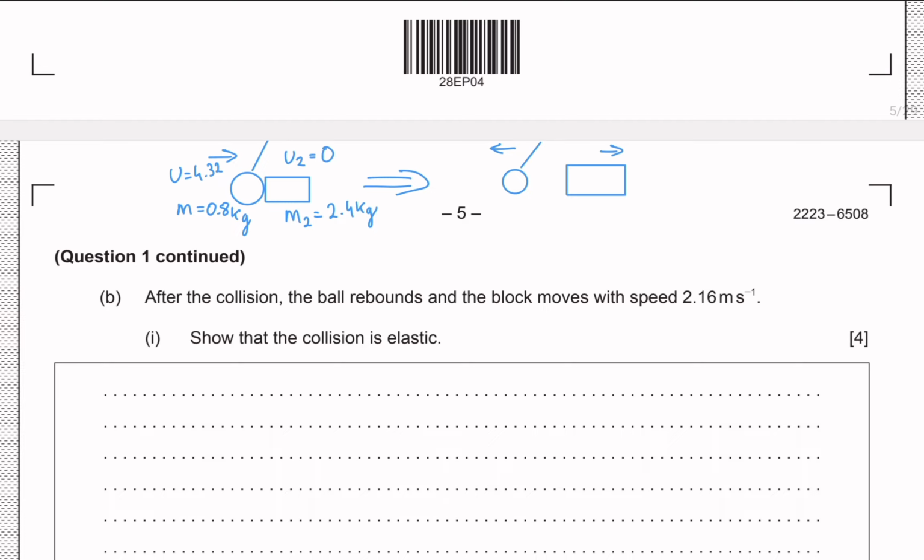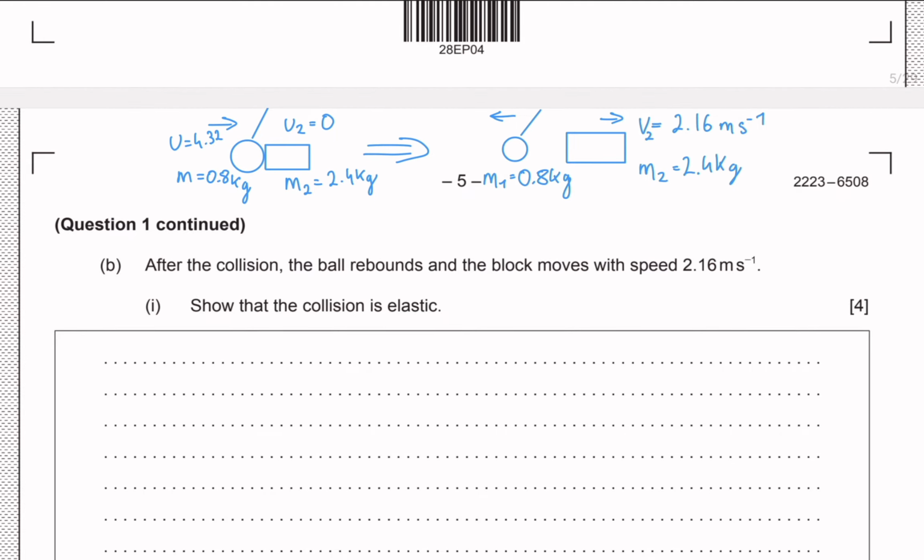And then after the collision, we know that the block will move with a final speed, let's call that v2, of 2.16 meters per second. It's still the same mass, luckily. And we also know the mass of the ball, 0.8 kilograms. We don't really know what speed the ball moves with after the collision, and so this is something we should find, as a collision is elastic if kinetic energy is conserved. So that's what we're going to have to check at the end of the day: if the total kinetic energy is conserved.